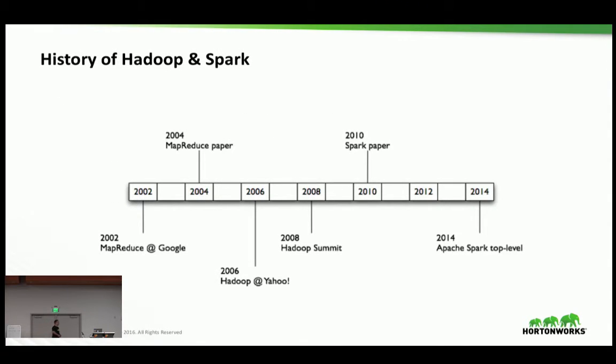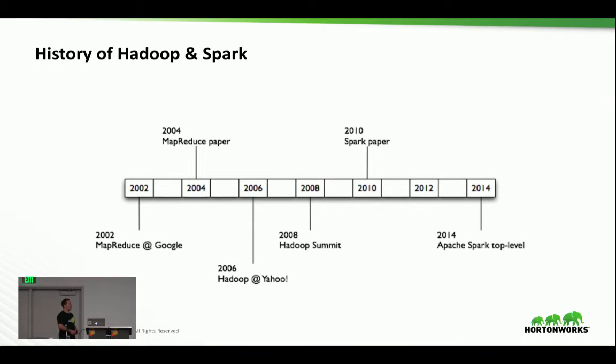Here's a brief history. As you can see, Spark is only about 2 years old. And the whole big data with MapReduce, the initial paper was published only in 2002. Hadoop at Yahoo, 2006. The first summit, 2008. So this summit has been going on for quite some time.